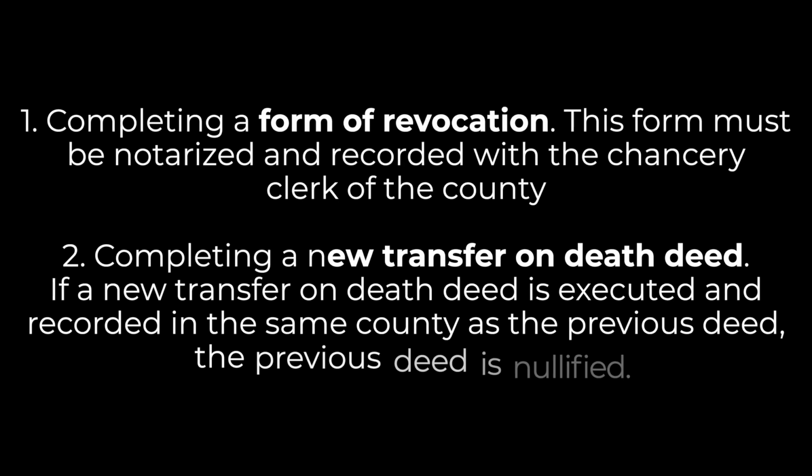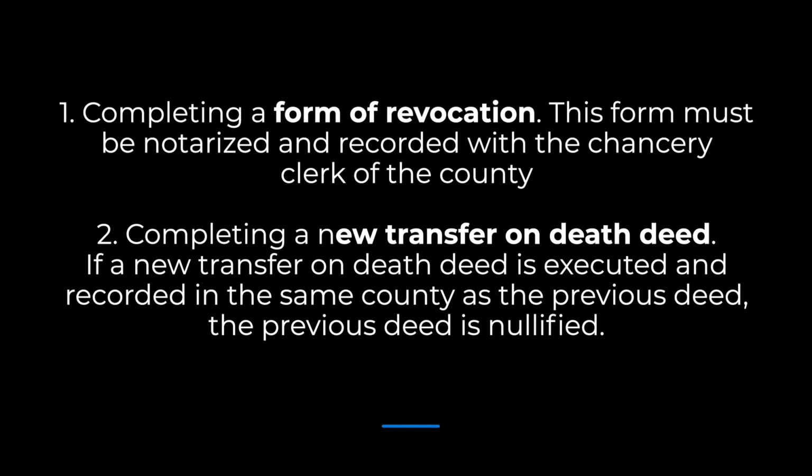If you ever change your mind or need to revoke the transfer on death deed, you can do so by completing a form of revocation. This form must be notarized and recorded with the Chancery Clerk of the county, or by completing a new transfer on death deed. If a new transfer on death deed is executed and recorded in the same county, the previous deed is nullified.